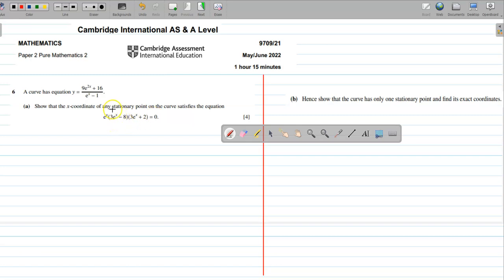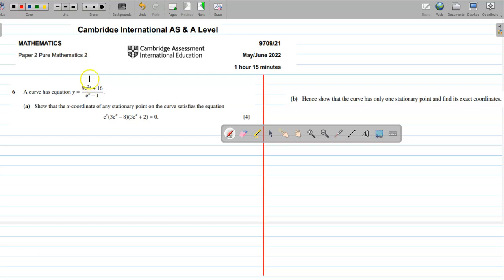You need to note that at a stationary point dy by dx equals 0. So when we find the gradient of the curve here, we need to equate it to 0. How do we find the gradient of this curve? Well, we're going to have to apply the quotient rule to this.